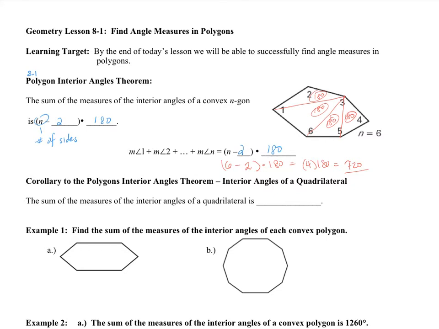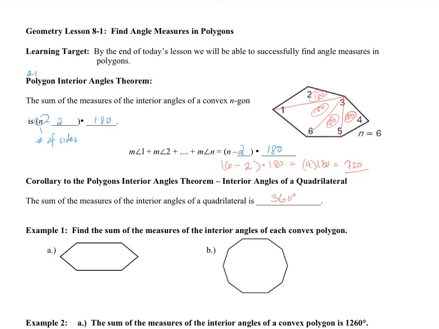And there's also a corollary to the polygon's interior angles theorem called interior angles of a quadrilateral, which states that the sum of the measures of the interior angles of a quadrilateral is always 360 degrees.